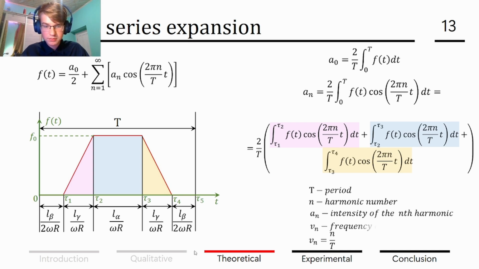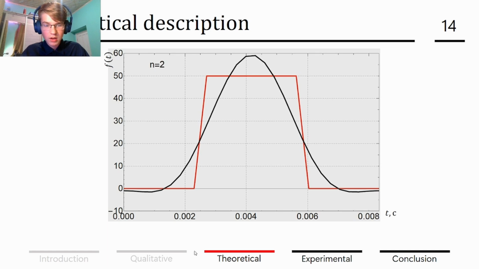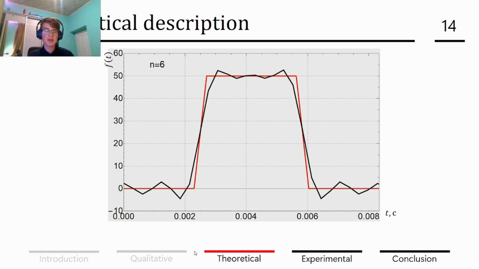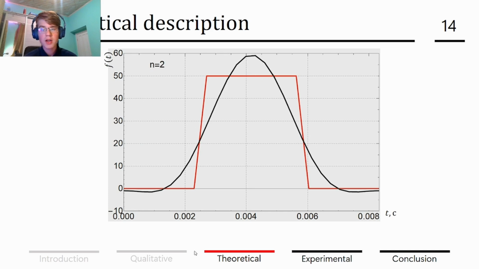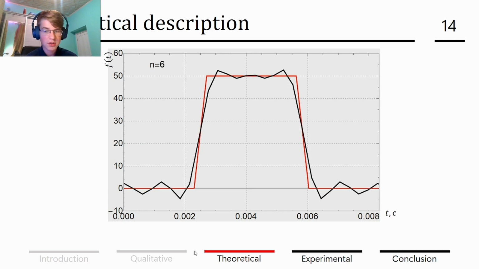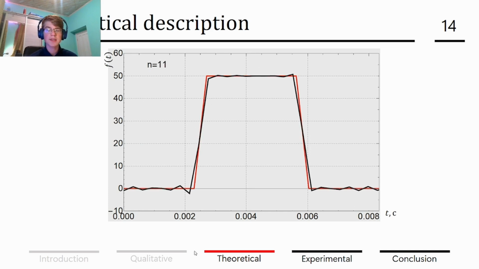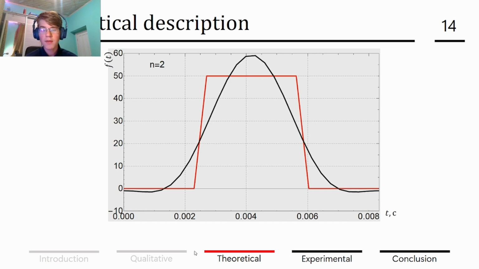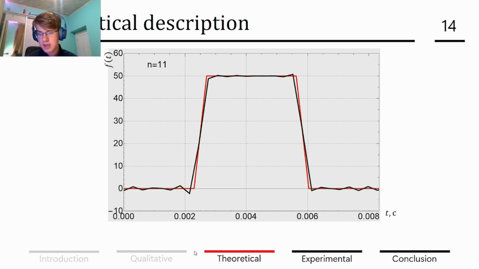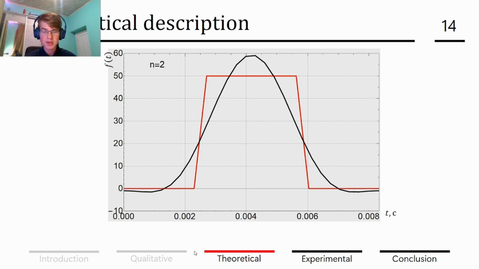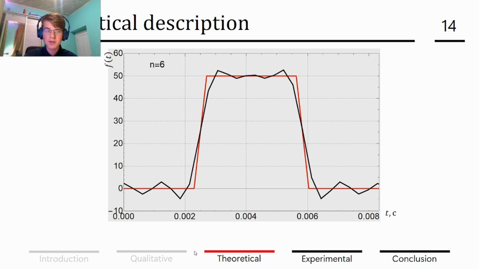So on the slide we can see two graphs. The first red graph is a graph of the given f from t function, and the second dark graph is a graph of f from t function represented as a Fourier series with n terms. As we see, the greater the number of terms, the greater the convergence of the two graphs.